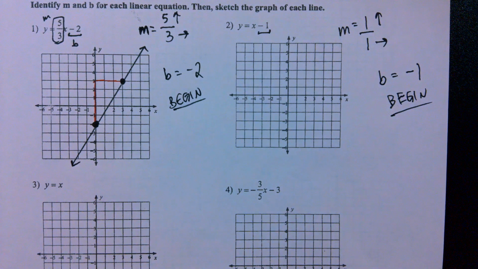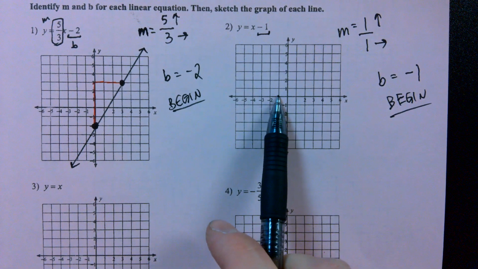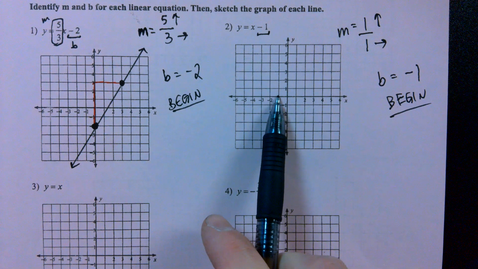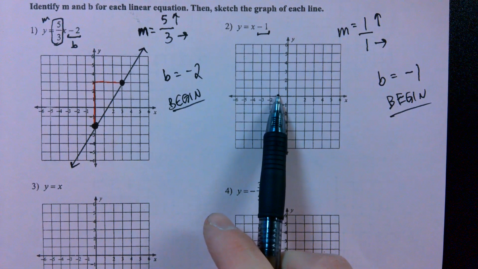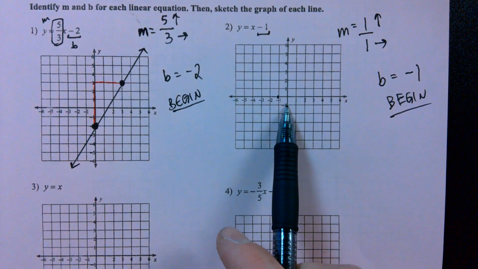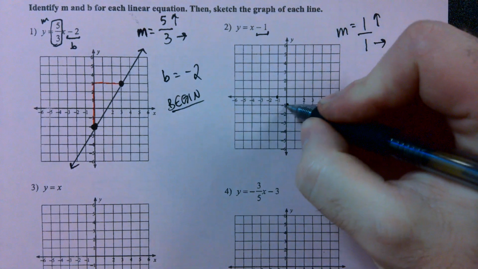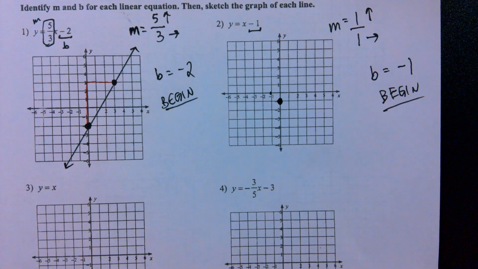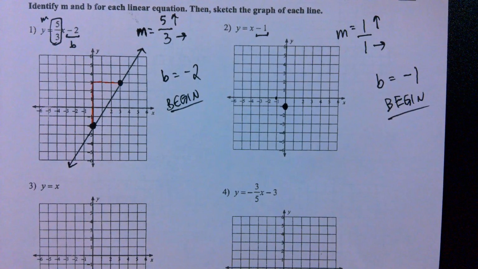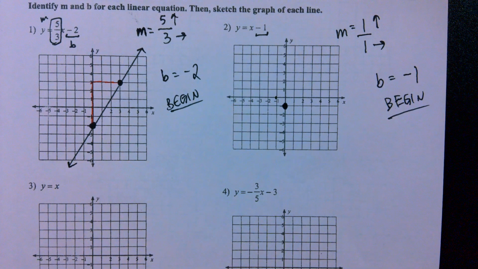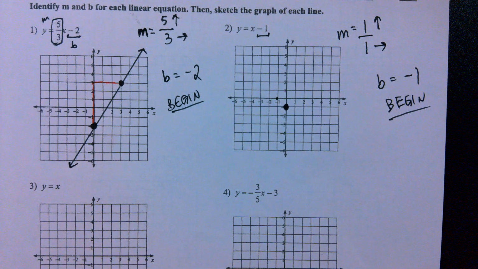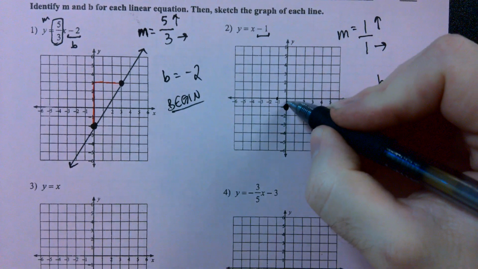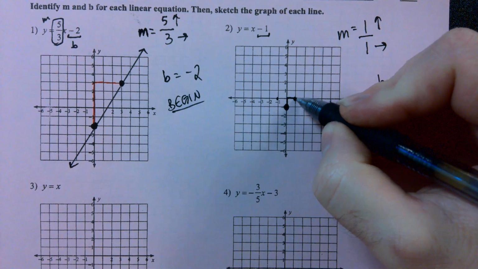All right. So on my y-axis, where's -1? Is it right here? No. What axis is that on? X. Okay, so -1 should be right there, right? Okay, good. I make my beginning point at -1. And I'm going to rise 1 space up, run 1 space right.